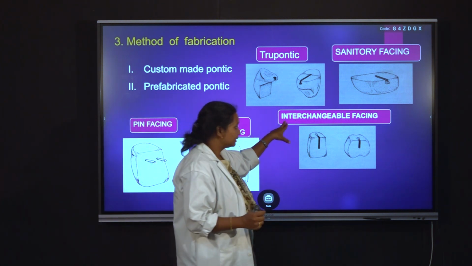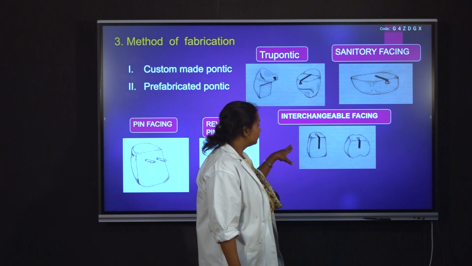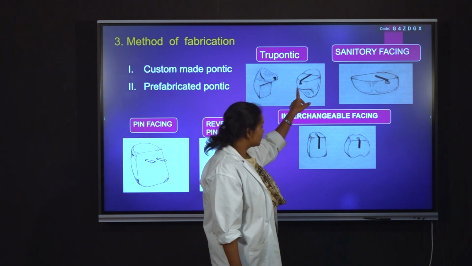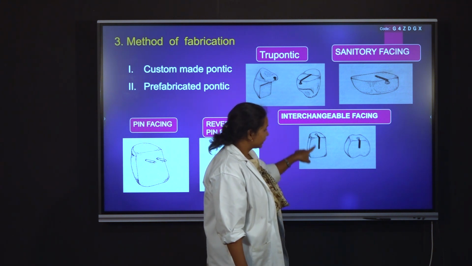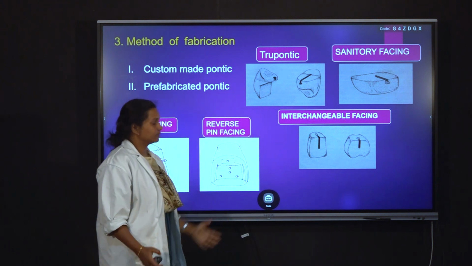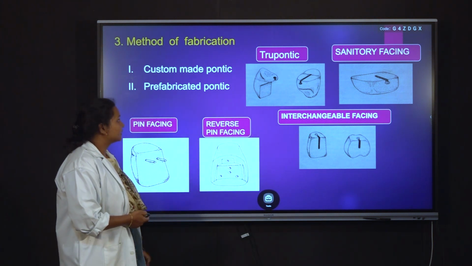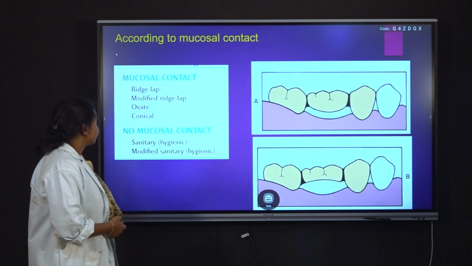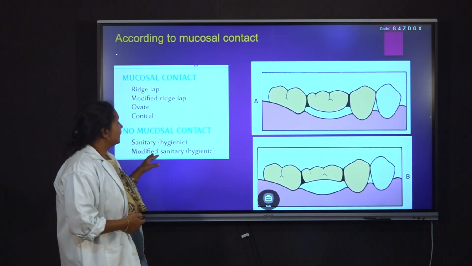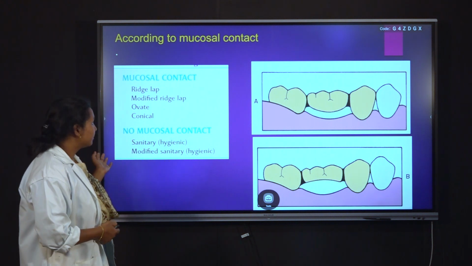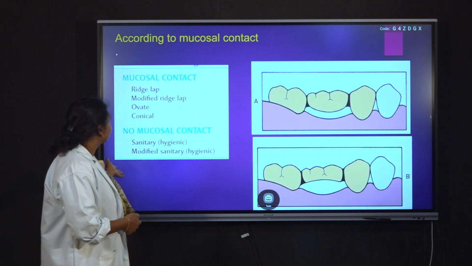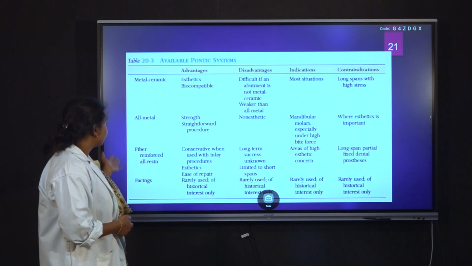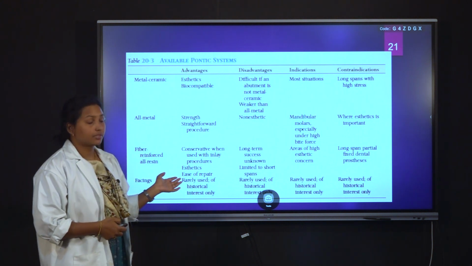And this is interchangeable facing. In this interchangeable facing, here there is a horizontal slot, here there will be a vertical slot. Only that is the difference between these two Pontics. These are all prefabricated and readily available Pontics. And according to the mucosal contact, these are the different Pontics. These are the different materials which we use for Pontics.